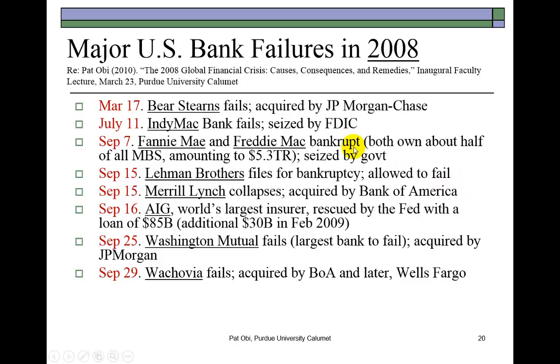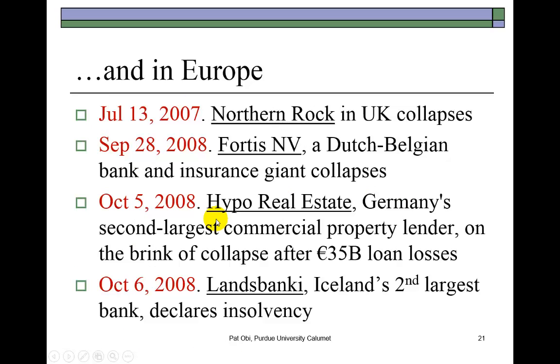And some of the major US bank failures we had in 2008 are summarized here. Some of the big mamas were Bear Stearns, AIG, and of course Merrill Lynch, which eventually was acquired by Bank of America. So you can look at the rest of them. And in Europe, it began in 2007 with Northern Rock out of the UK, Fortis Bank out of Belgium, Hypo Real Estate in Germany, and Landsbanki in Iceland.